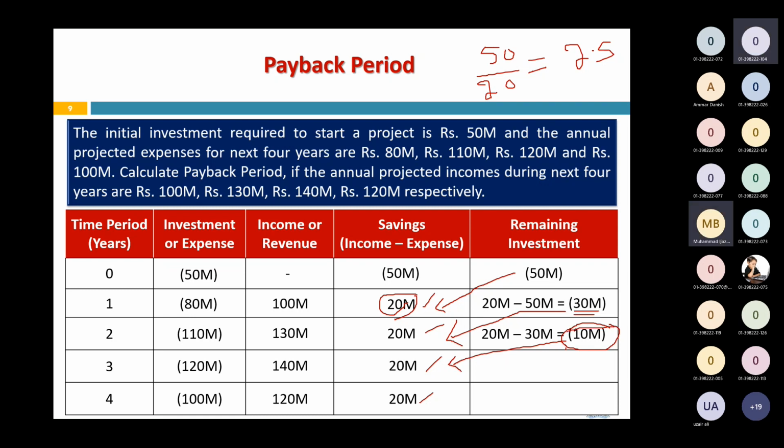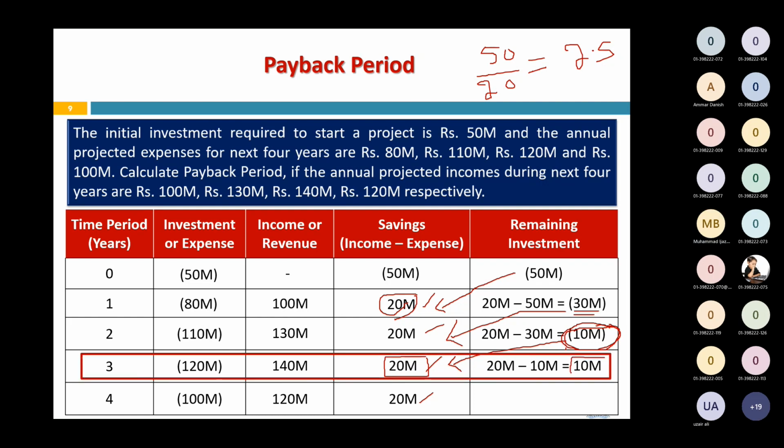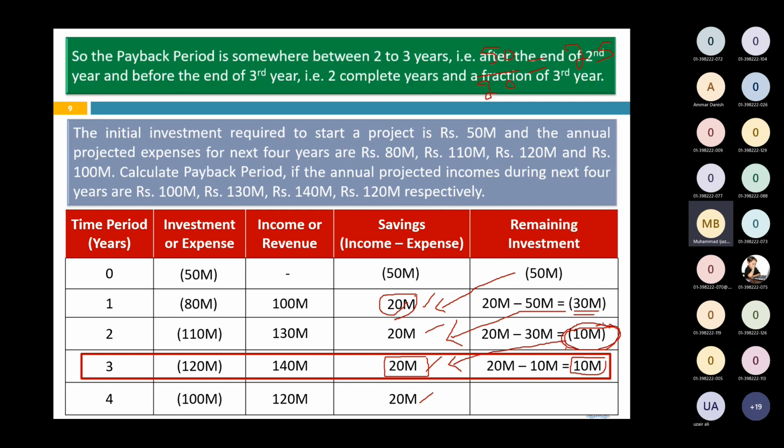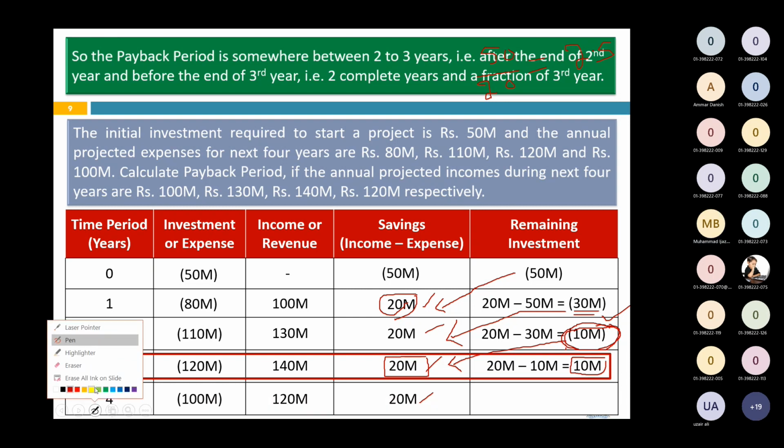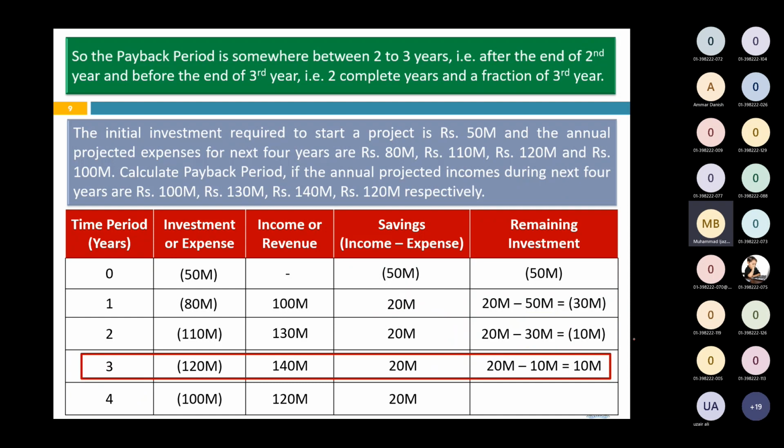Now this is the point that you need to understand. I needed only 10 more million in the third year. I required only 10 more million, but I actually earned 20 million, correct? Because of that, I went into surplus. I not only recovered the initial 10 million, but I was able to make a profit of 10 million as well. Is this point clear to everyone?